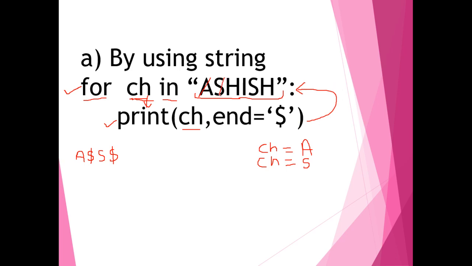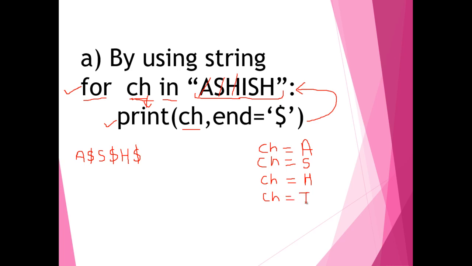Okay, so now s is assigned in ch already. Now when it moves further, then ch will get the value of the next character of the string, that is basically the h. Okay, so ch will get the value as h. Now again it comes down, it will print the value of ch as h, and then after that the dollar sign will be printed. Okay, and after completion of it, again control moves to the starting of the loop, then the h is assigned over it. Now the ch will get the next value, that is i.